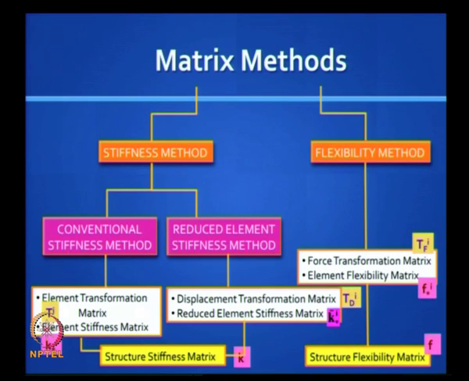So you have the third method that we need to study. It is called the flexibility method. In software packages you do not have the reduced element stiffness method, you do not have the flexibility method. So in many advanced courses they do not waste time with these methods, they just cover the conventional stiffness method. In fact, many modern textbooks do only that.